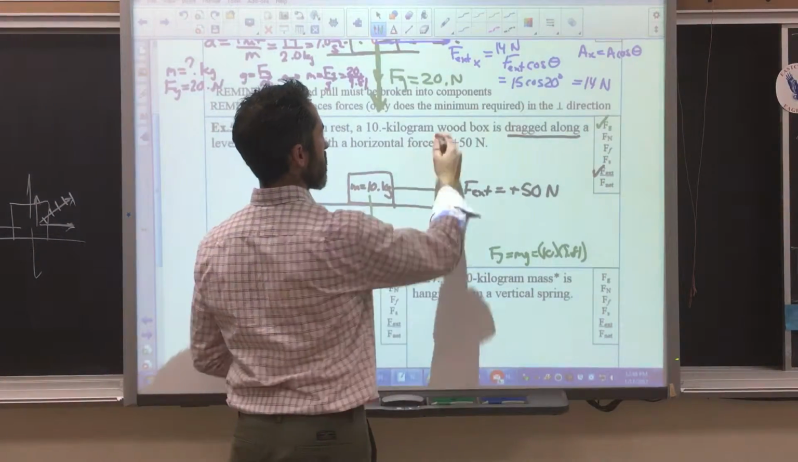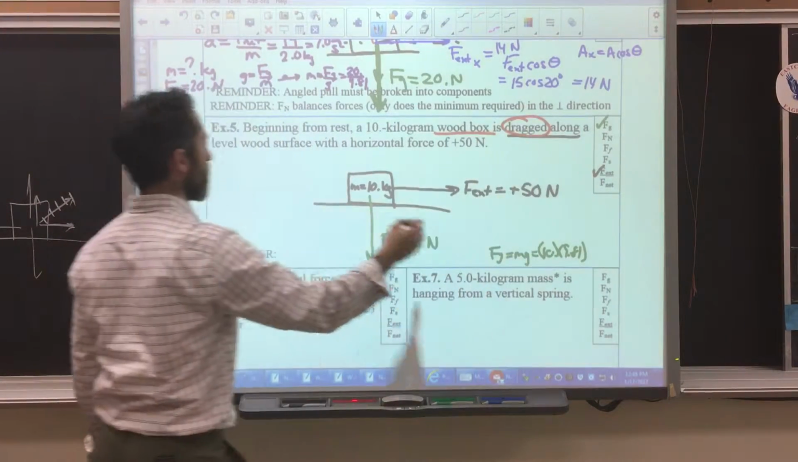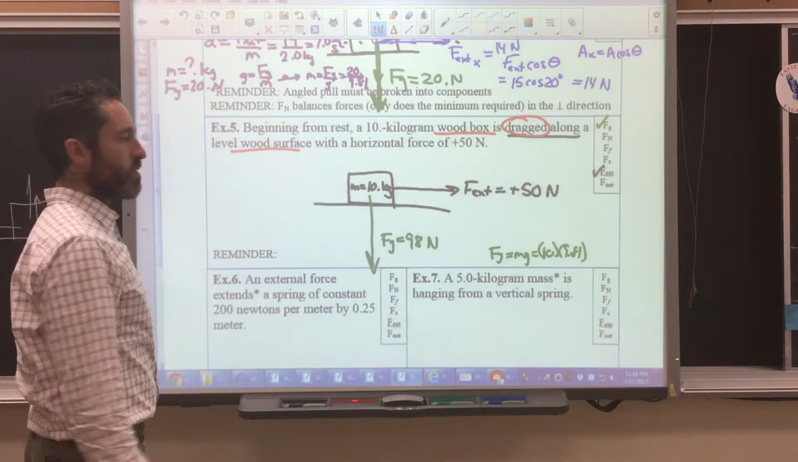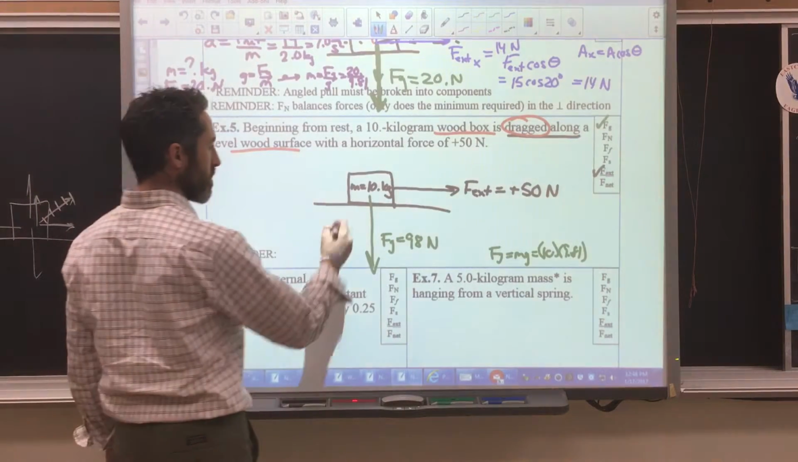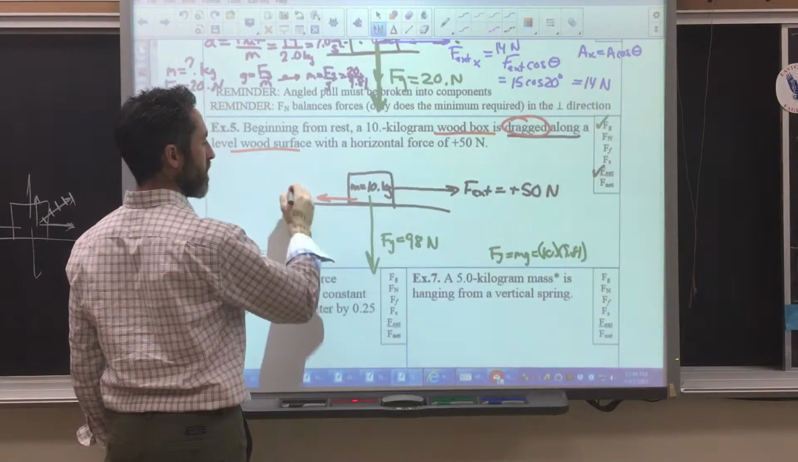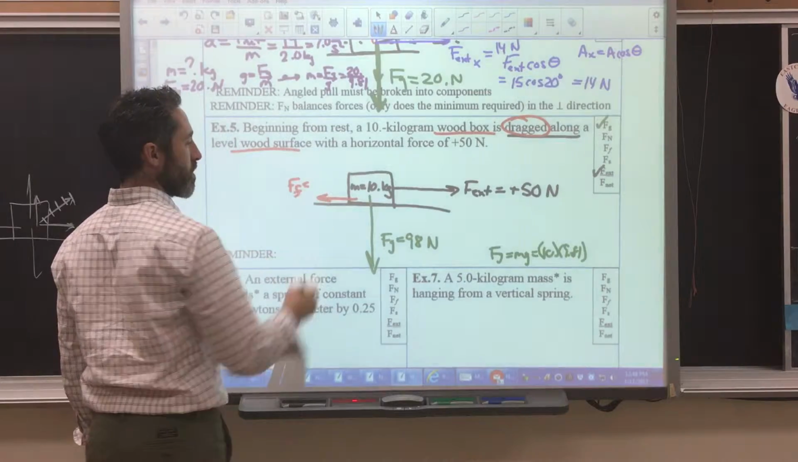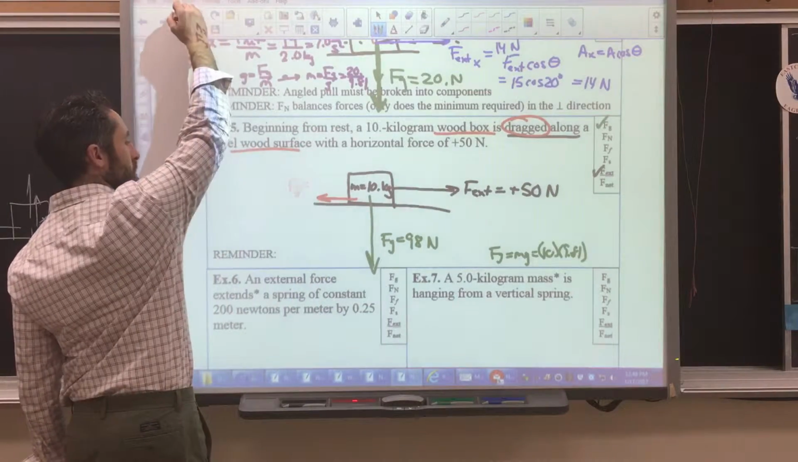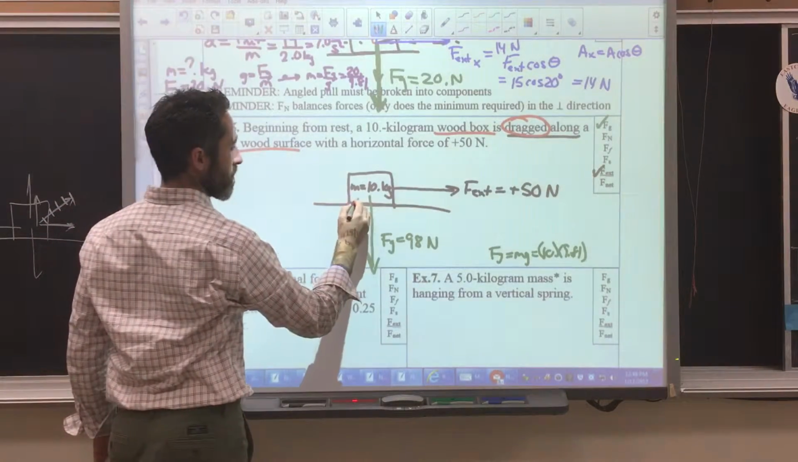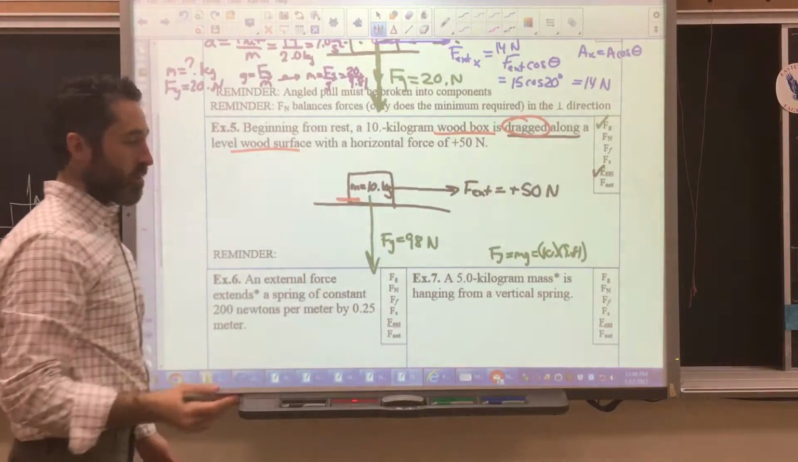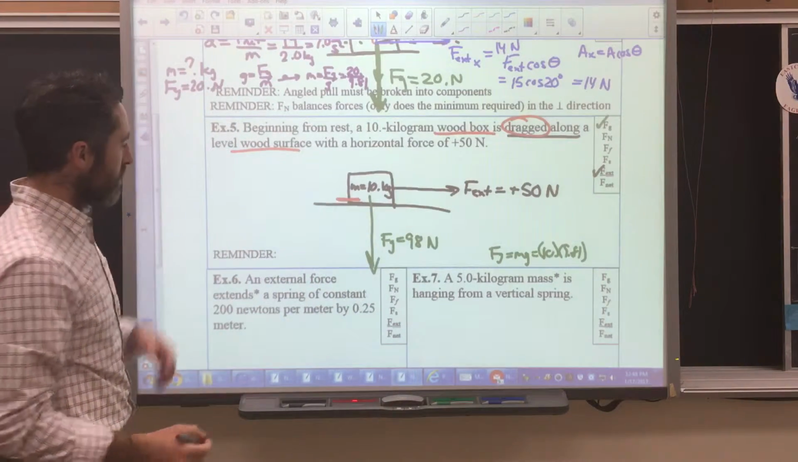It's a wood box. Drag. Sounds like a friction word. Along a level wood surface. Is there friction? Sure there is. Which way is it going to be? This way. How much is it? We don't yet know. In fact, sometimes I like to do just the stem. We know there's friction, but we're not sure how much, so we're not sketching it in there yet.